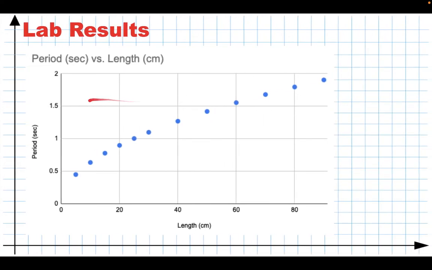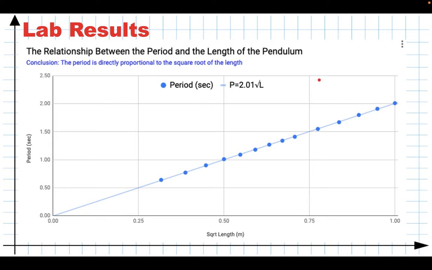So in lab, you explored how the period of a pendulum depended on the length, and you got a graph that looked like a parabola opening on its side. So you probably took the square root of the length on the x-axis and got a straight line, which tells us that the period, and we should use T here, is equal to the slope, 2.01, times what's on the x-axis, which is the square root of the length.